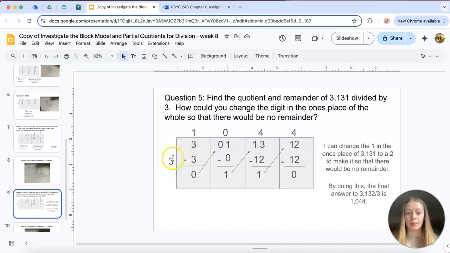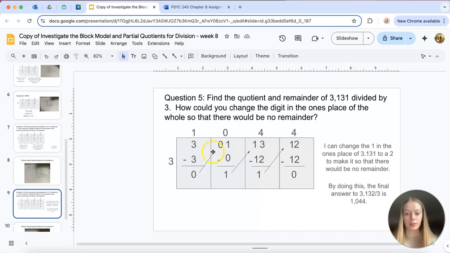So here's how I did that. 3 goes into 3 once. 1 times 3 is 3, subtract it out, 0, bring the 0 over, doesn't change the value of the 1, it's just still a 1. 3 goes into 1 0 times. 0 times 3, 0. 1 minus 0 is 1. Bring over the 1 to make the 3 a 13. 3 goes into 13 4 times. So 4 times 3 is 12. We get 1. Bring over the 1 to make the 2 a 12.